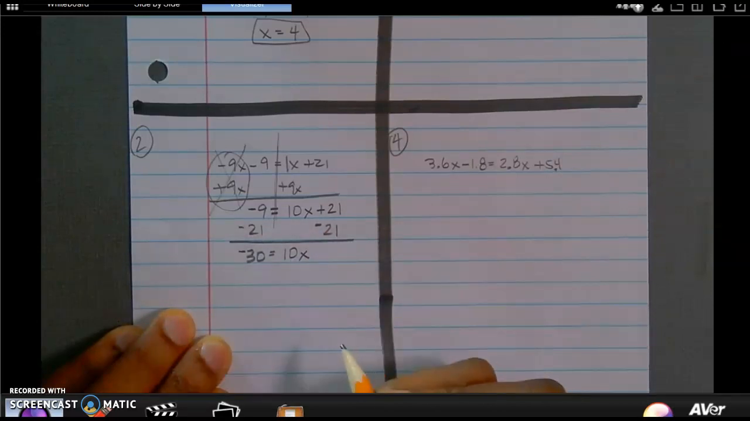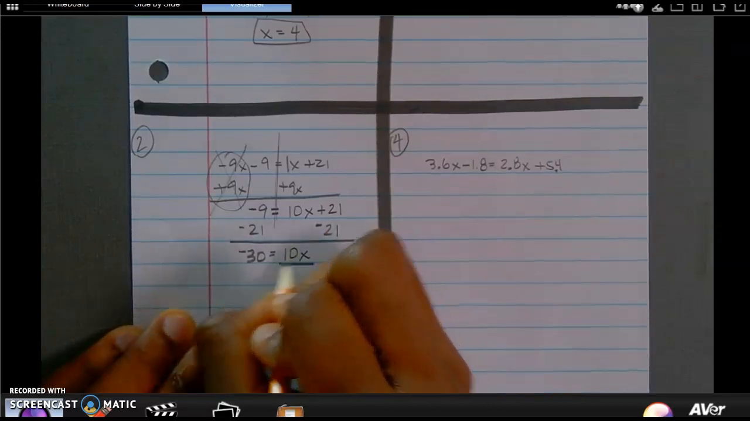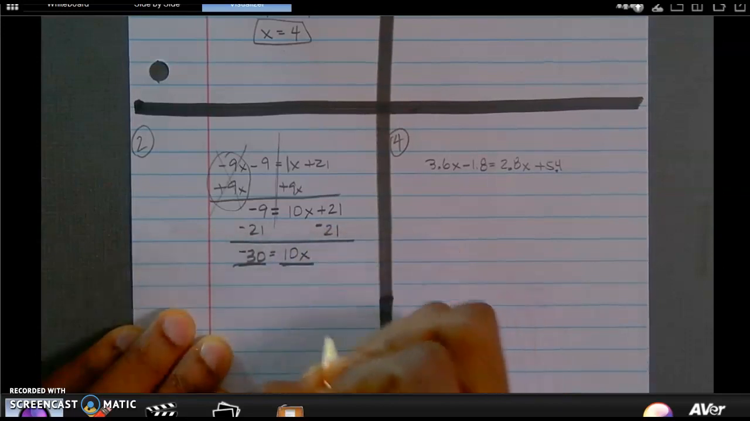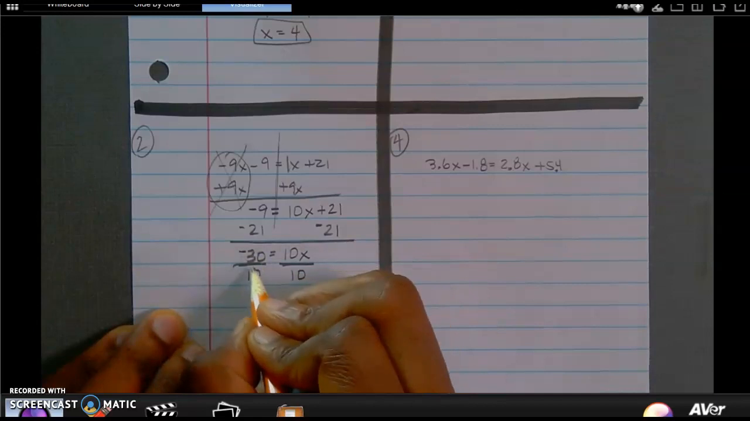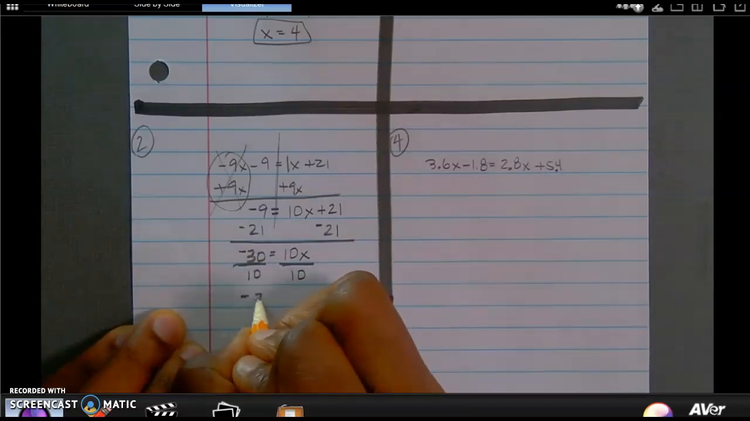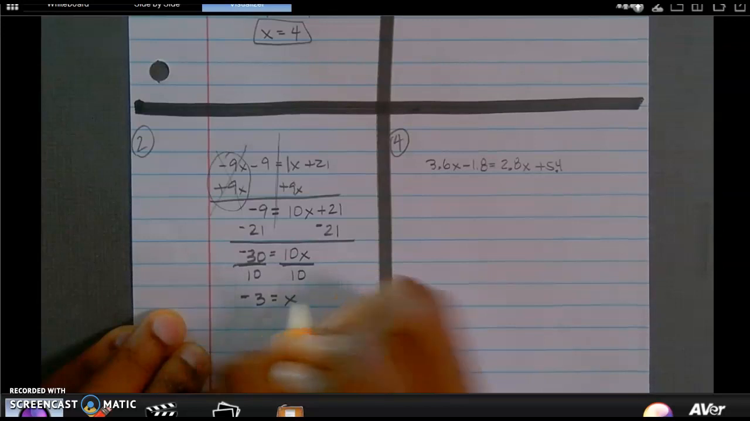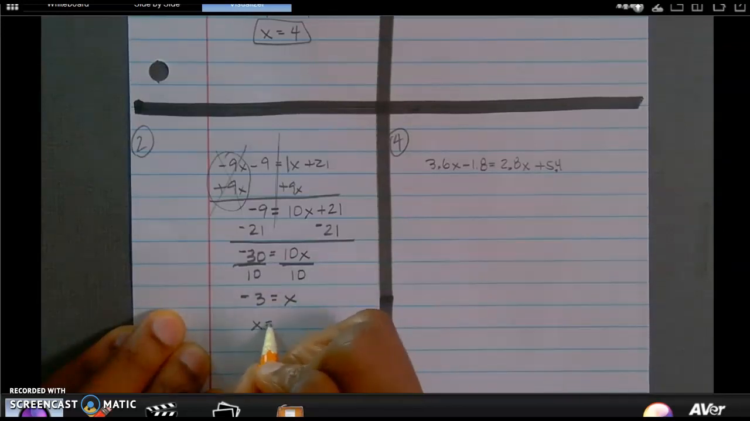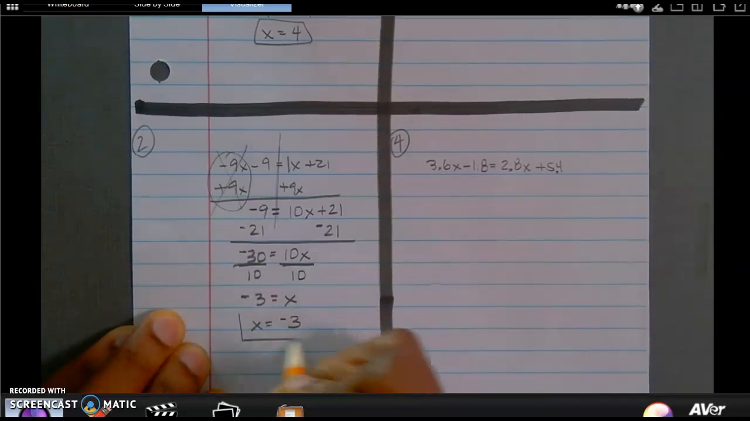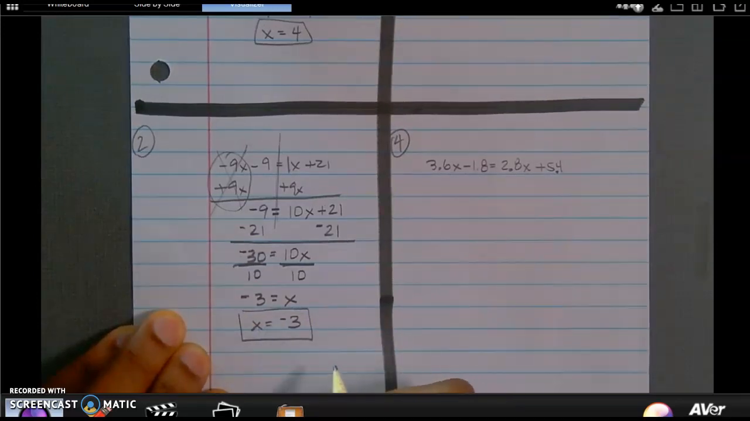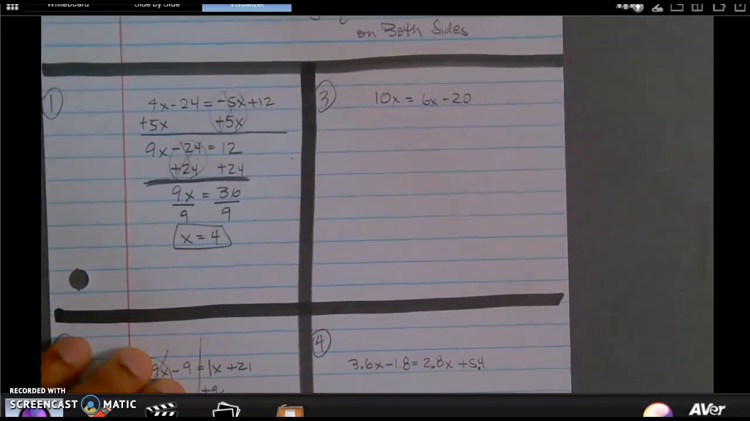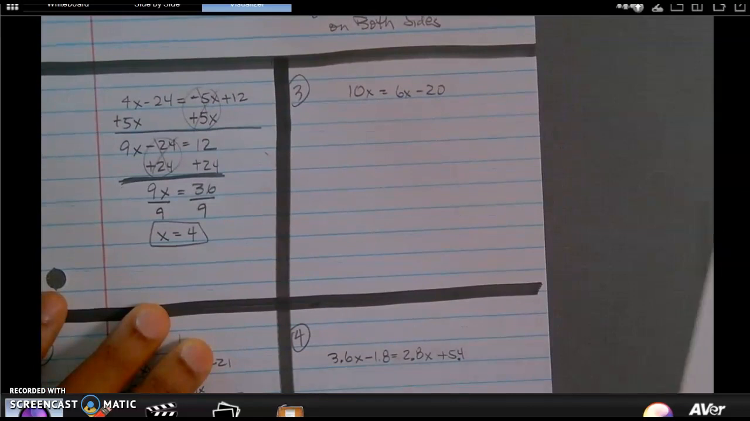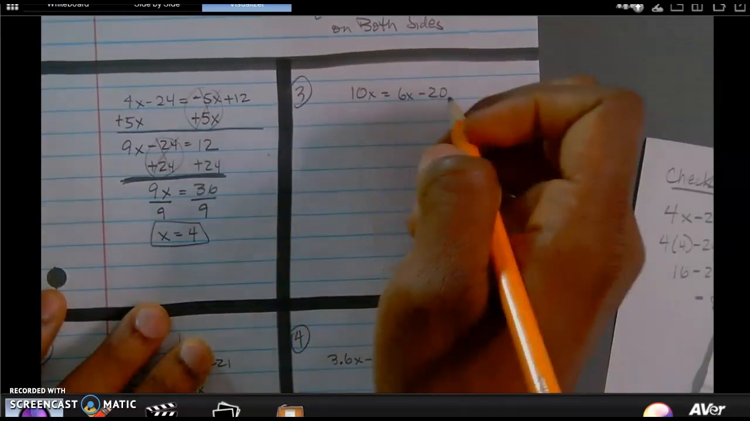Now, of course, to isolate that variable, I'm going to use the inverse operation. The inverse operation of this multiplication is division. I'm going to divide both sides by 10. Negative 30 divided by 10 becomes negative 3 is equal to x. If I were to flip this around, this means the exact same thing. And I'm going to do this at the very end. X is equal to negative 3. All right. Again, moving on to number 3. Let's look for number 3.